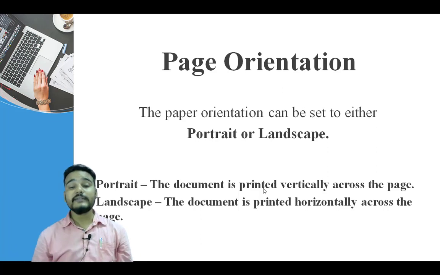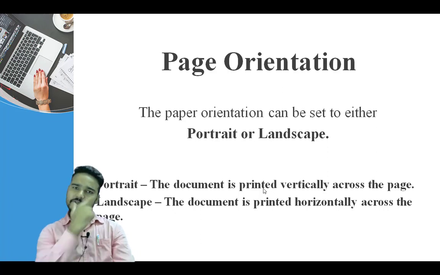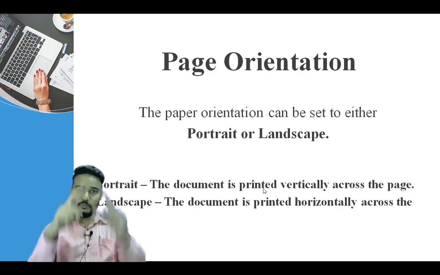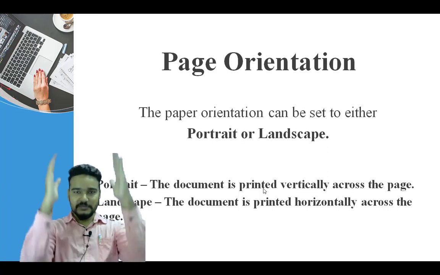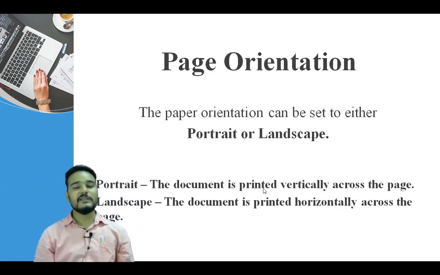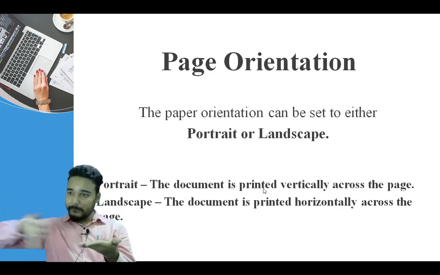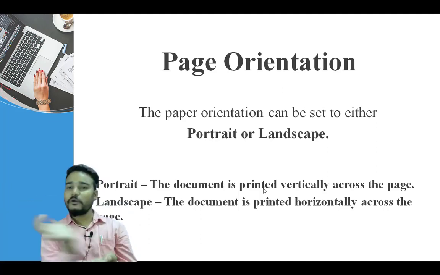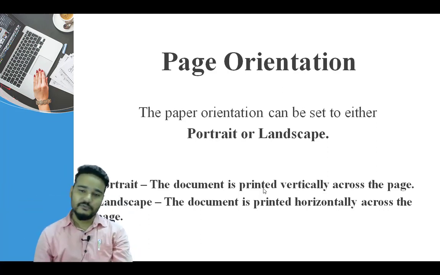So what is this vertical and horizontal? For that, there are technical terms, bookish terms, which are called portrait mode. You might have seen portrait mode in your camera, right? Portrait means vertical, and landscape means, wow, very nice landscape, nature view, but landscape means horizontal. So in portrait mode the page will be printed vertically, and in landscape mode the page will be printed horizontally across the page.